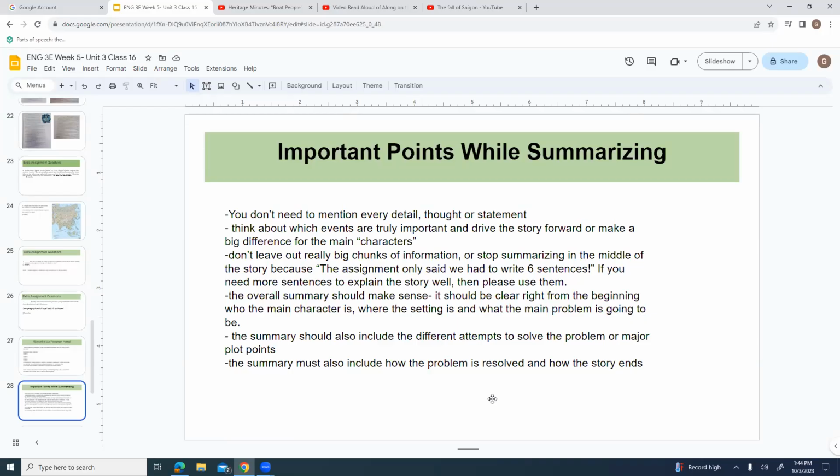The overall summary should make sense. It should be really clear from the beginning who the main character is, where the setting is, and what the main problem is going to be. The summary should also include the different attempts to solve the problem or major plot points. The summary should include how the problem does eventually get resolved and how the story ends.